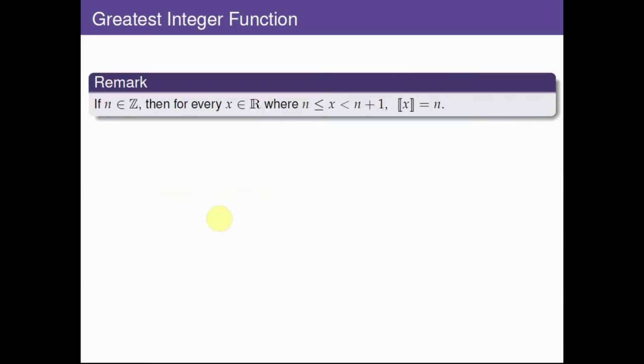So let's have the following remark. Sabi, if n is an integer, then for every x in R which satisfies this one, ibig sabihin si x sandwiched between the consecutive integers n and n plus 1, kung saan si x is strictly less than the upper bound, then ang GIF ni x ay yung lower bound na integer. Okay?